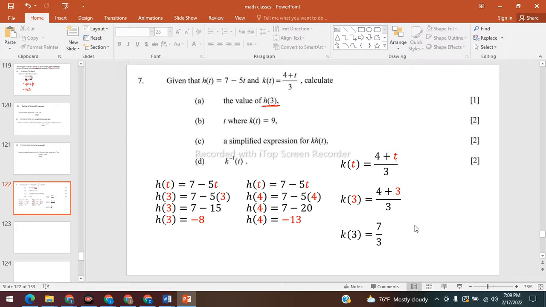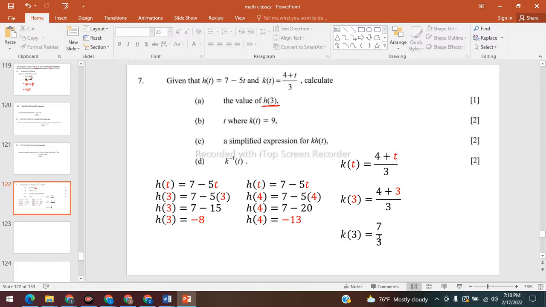The first thing I did was use k of t, and then I substituted the 3 for where the t is. 4 plus 3 is 7, so we're left with 7 over 3. That's what we mean when we say find the value of h or k of a number. Any questions on that before we move on?